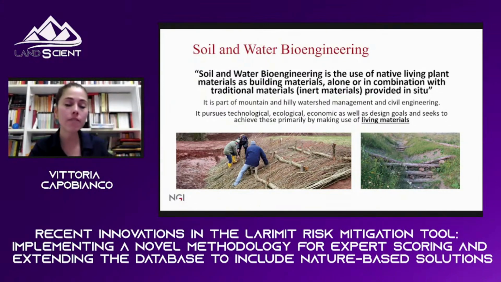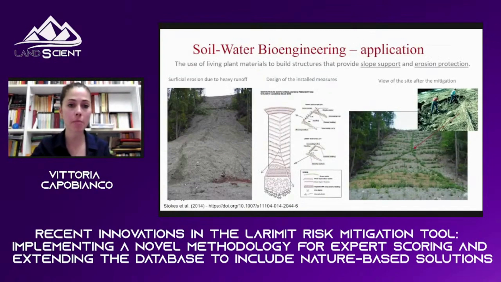And it's the use of living material, both alone or in combination with inert materials, to construct structures that are aimed at stabilizing slopes or reducing the erosion along slopes or river banks. And here is an example of soil and water bioengineering application provided by Stokes et al. in 2014. So you see the slope had a severe problem of surface runoff, surface erosion, and this is the design of the measures.